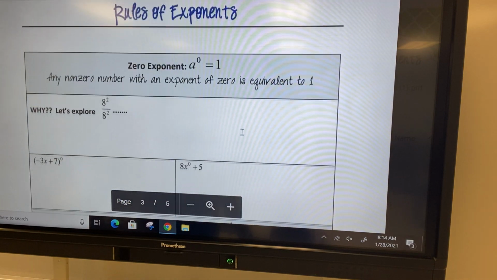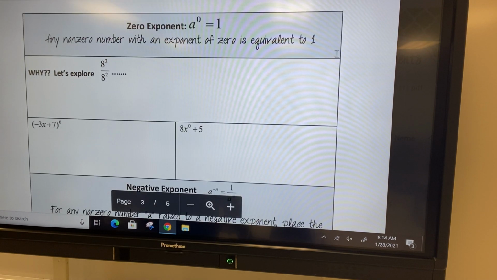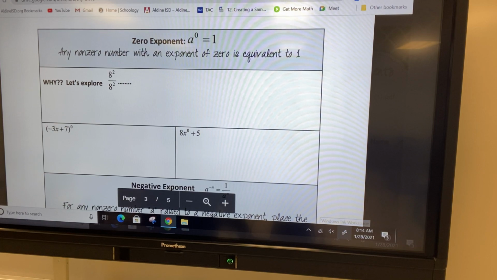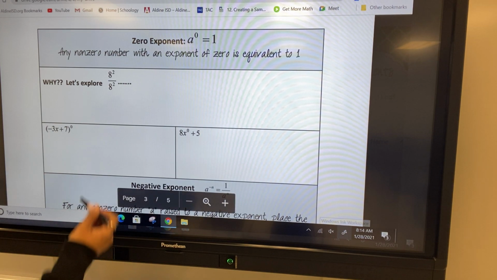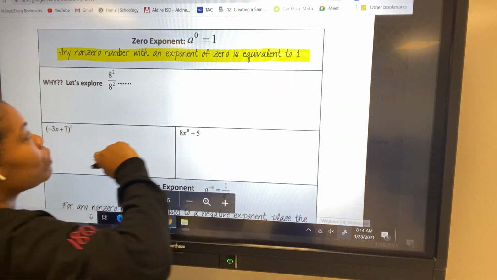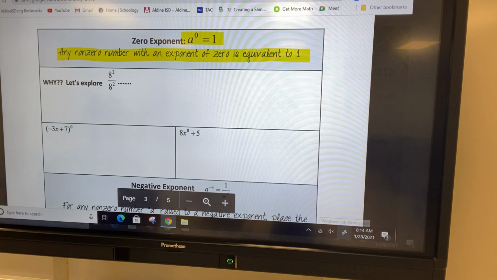Now I'm going to talk about the 0 rule. So you guys just saw there that we had in the last one 9 minus 9, it became 0. And this rule is fairly simple. It says that any non-zero number with an exponent of 0 is equal to 1. So that means that anything to the power of 0 is going to be equal to 1.